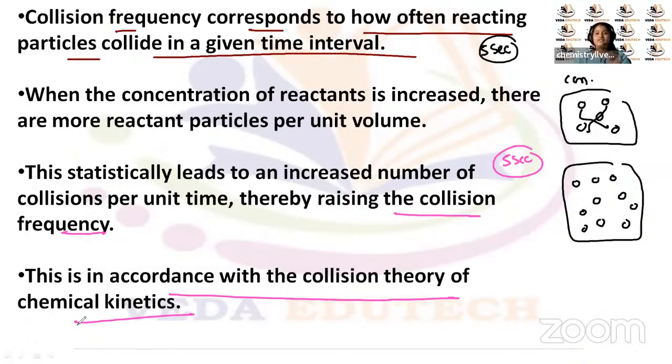So what did we understand, children, from here? What is collision frequency? Suppose we have some particles and we are given a time range. Within that time range, how often these particles collide is called your collision frequency. Then when the concentration is increased, in the same volume there are now more particles. The distance between them obviously has decreased, which will lead to more collisions and hence more collision frequency, right?